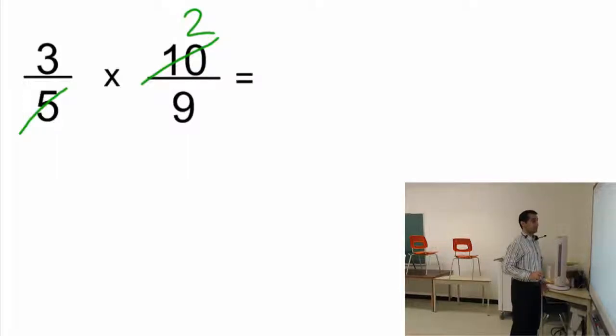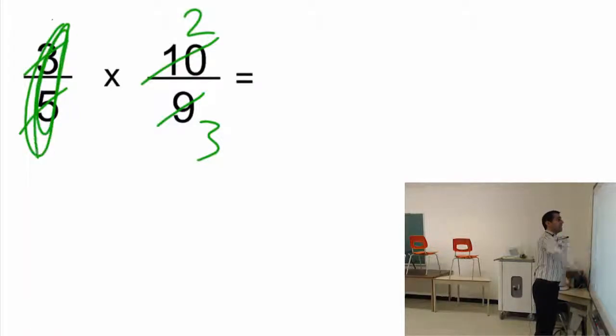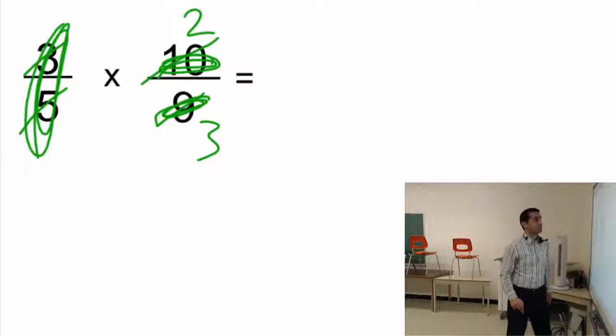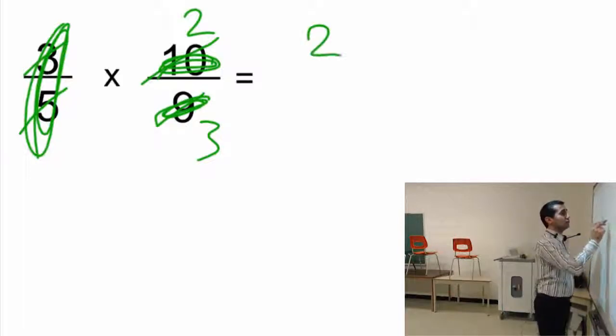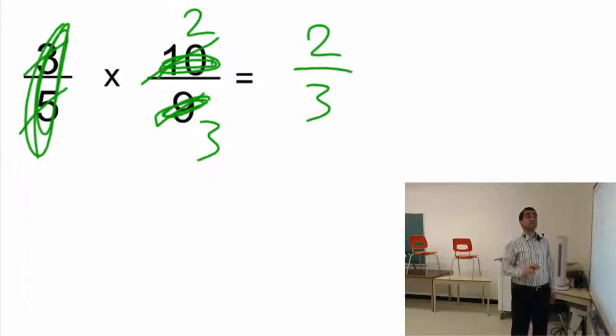And over here, 3 and 9, they can cancel out each other. 3 goes away and 9 becomes 3. So I have no number left here. Those numbers, they were divided. What is left is 2 divided by 3. So that's the easiest way, but it doesn't matter, whichever way works for you, use that. Time to practice.